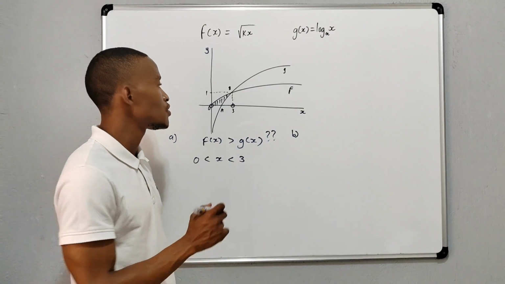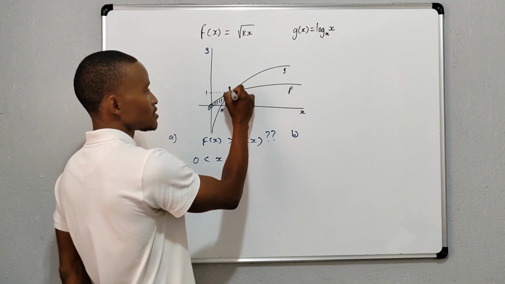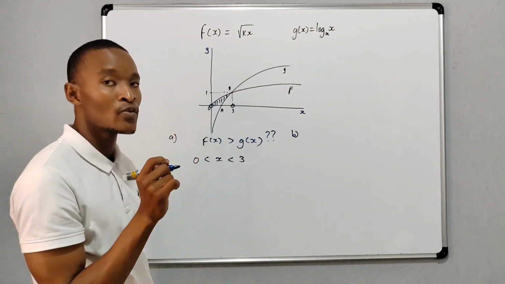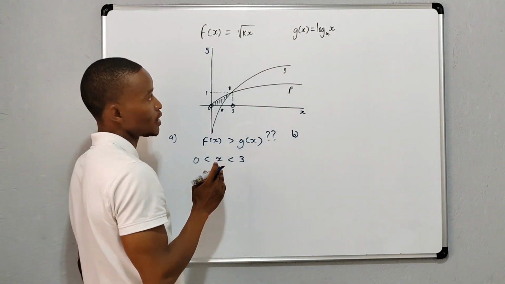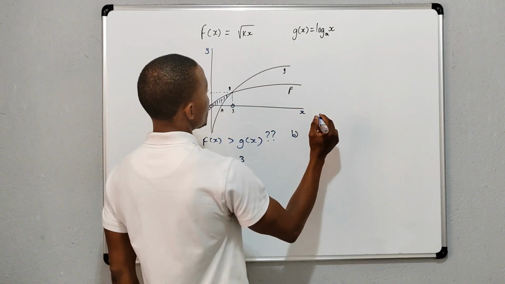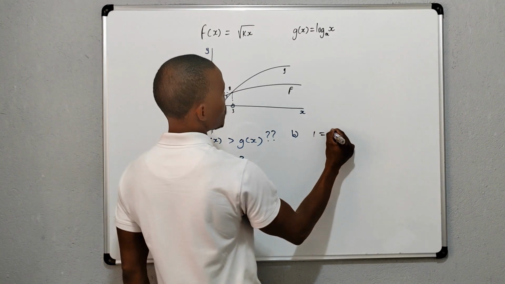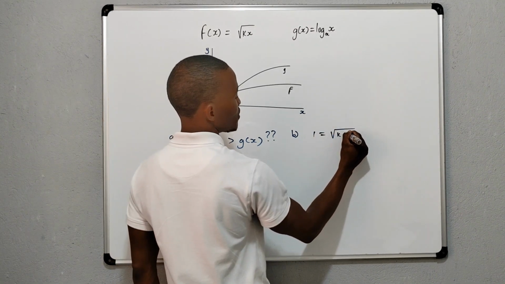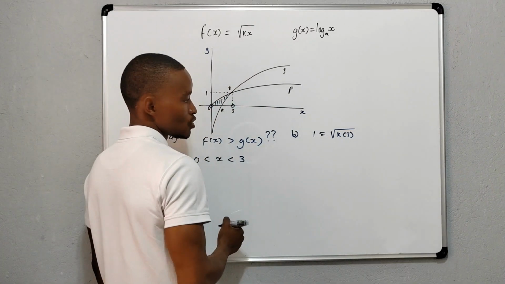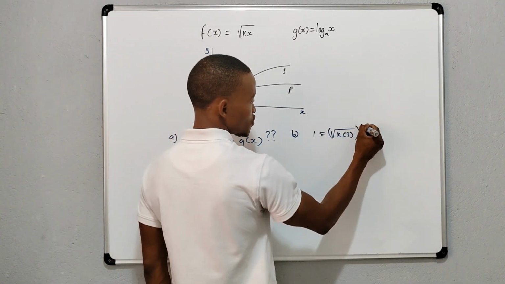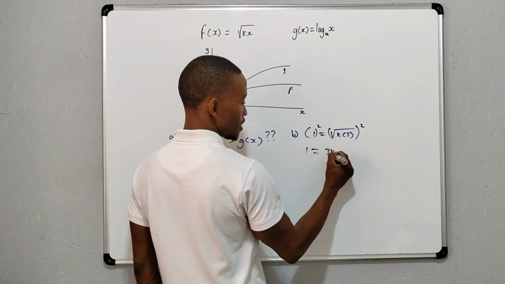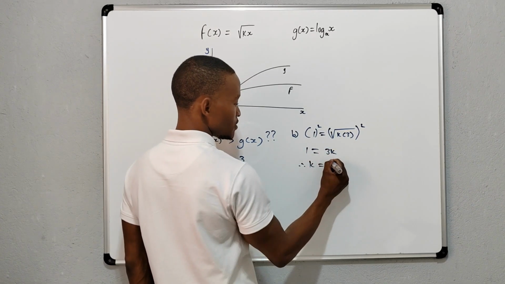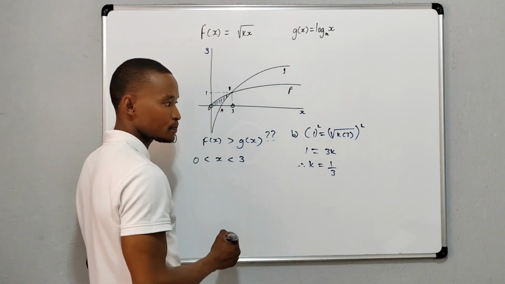Okay, so let us do so. Point B is a point of intersection, so it's a point that we can use for both f and g by substitution. Okay, so how? For f, we're going to put 1 equal to the square root of k times 3. We need to solve for k, so we need to square both sides. We have 1 equal to 3k, and therefore k is equal to 1 over 3.